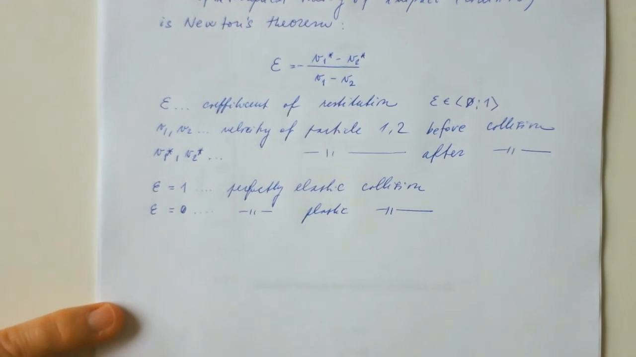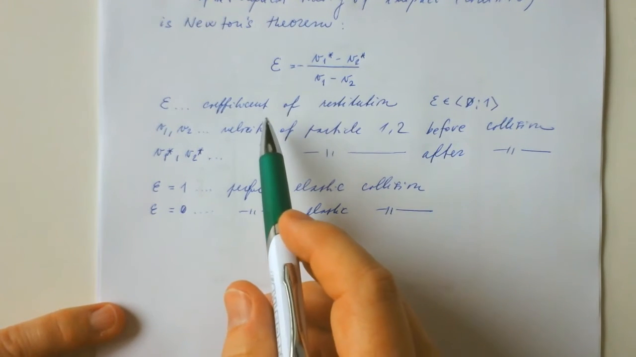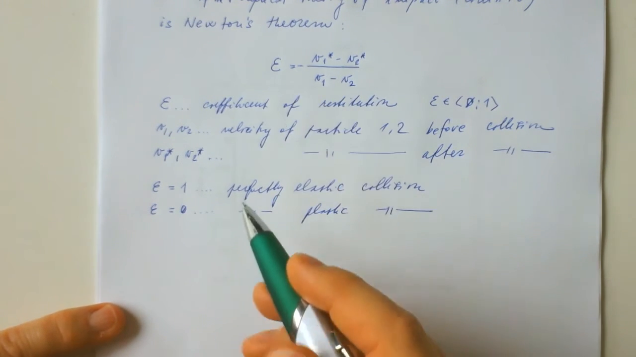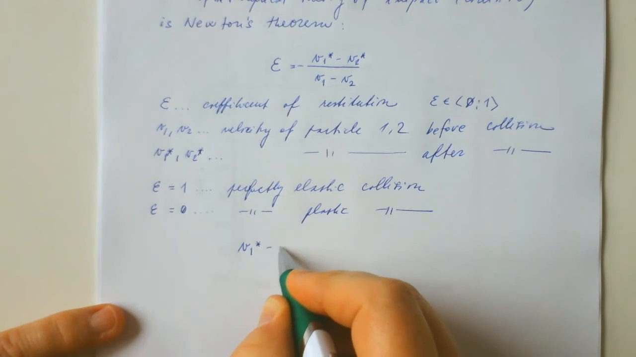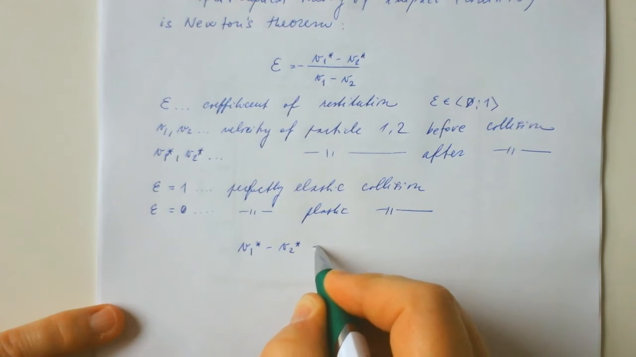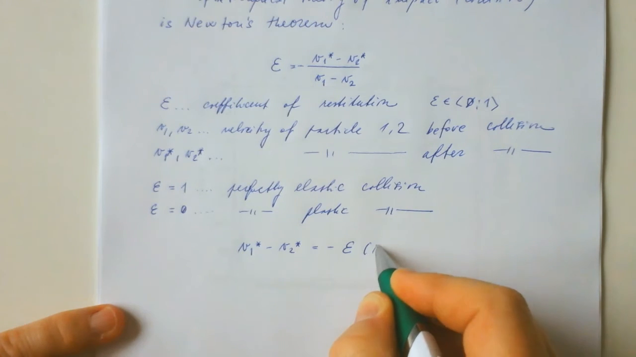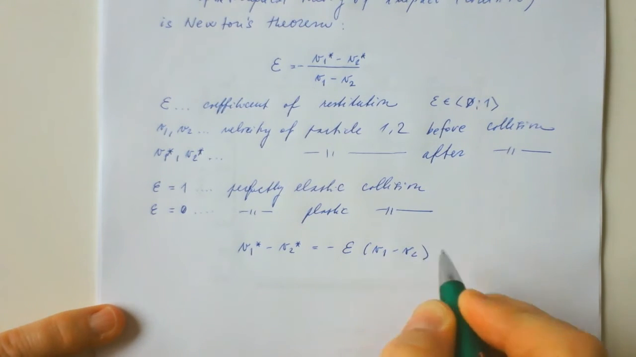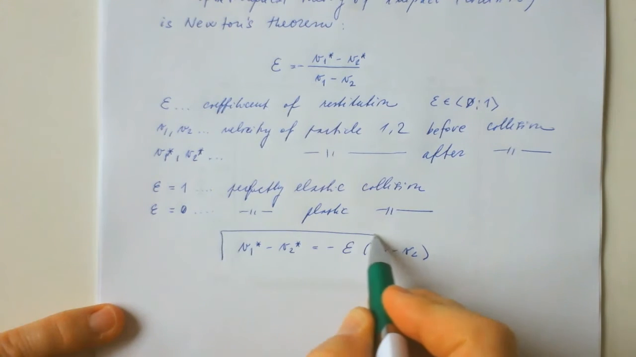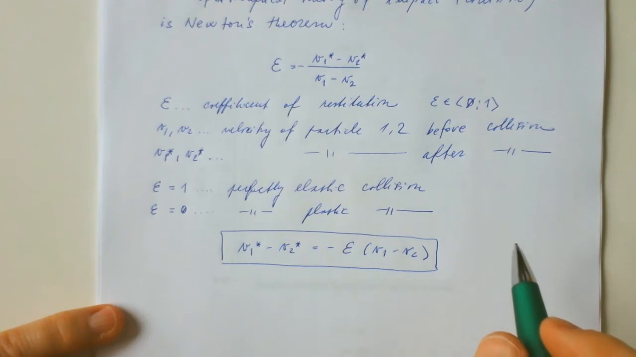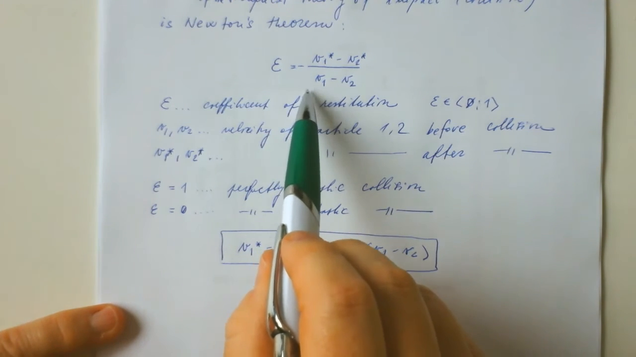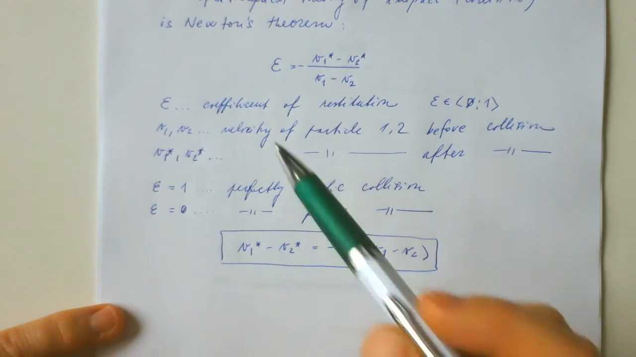So we can rewrite this formula into this form: v1 with star minus v2 with star is equal to minus epsilon times (v1 minus v2). So it's another form of Newton's theorem. Maybe for memorizing, this one is the better one.